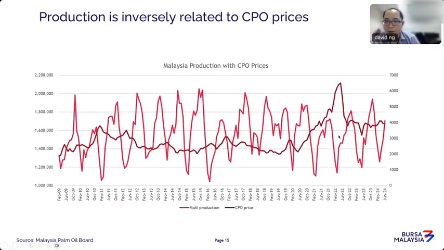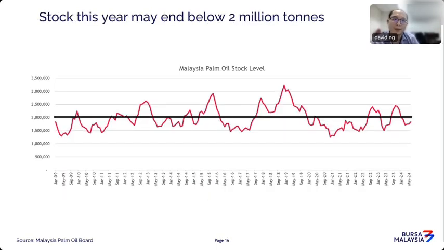Now, if you compare production level against CPO prices, you can clearly see one common pattern: whenever you see rising production, normally it tells you that prices will find it difficult to go higher. And whenever you see production tends to come down, that's where you see prices tend to be well supported. So that's the inverse relationship between CPO prices and the production pattern for the CPO market.